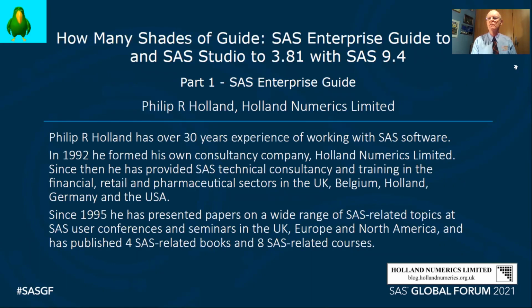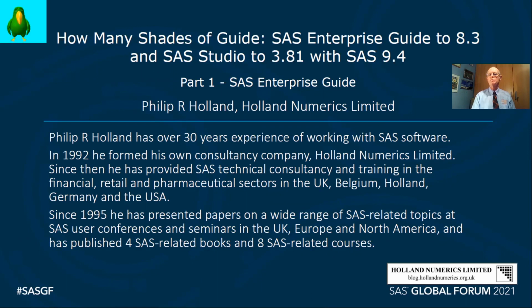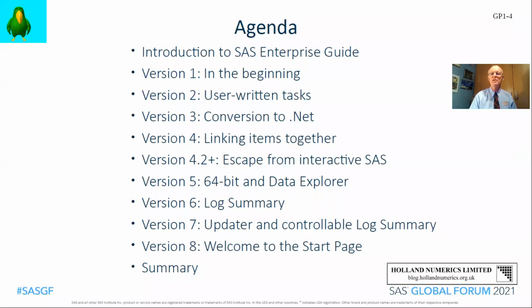I've been working with SAS Enterprise Guide since 2001, and so I've followed its progress since version 1.1.1, which is the first version I used, until now. We'll start with the agenda. You can see there are various versions. I've given some subtitles for each one. Version 4.2 is a special one, which we'll concentrate on separately from version 4. And then down to the bottom to version 8.